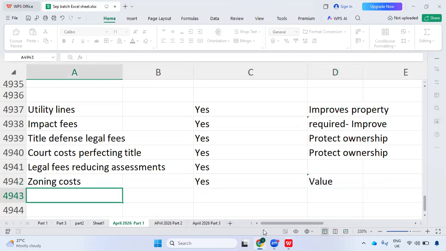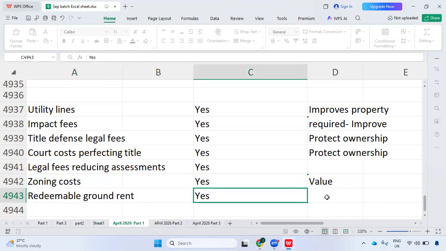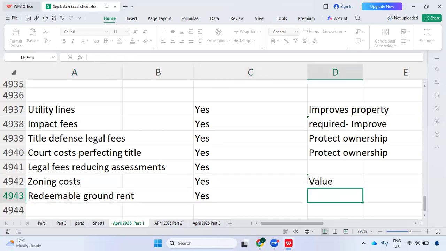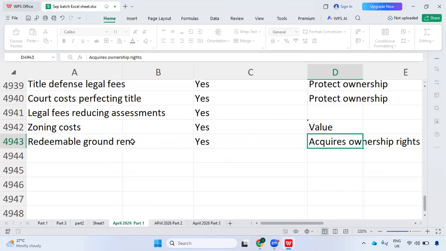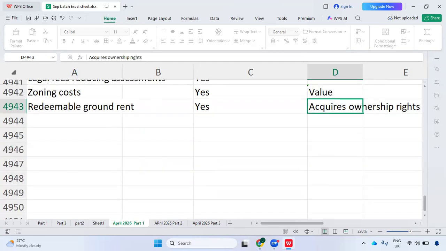And redeemable ground rent. Yes, this will be added to the basis. By this we acquire ownership, right? If you are paying redeemable ground rent, it means you are acquiring ownership rights. So this will be added to the basis.